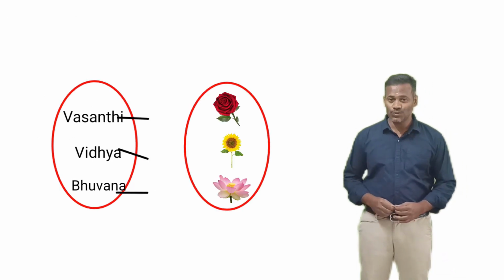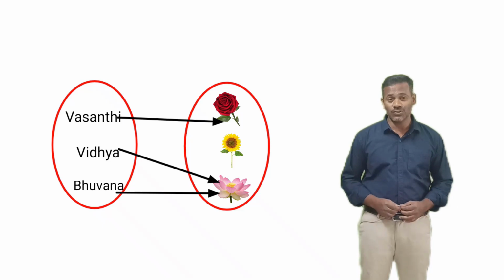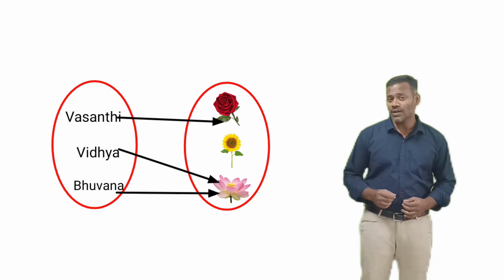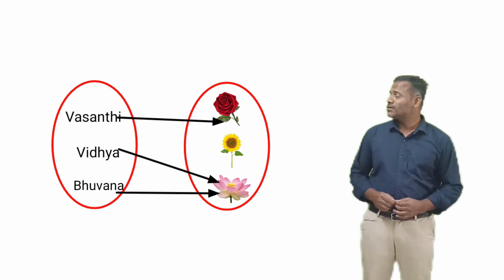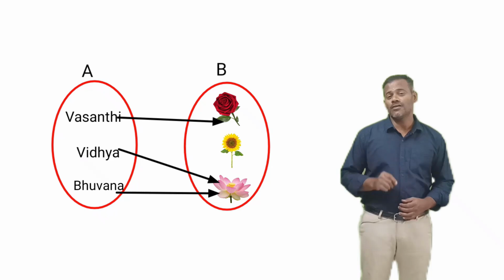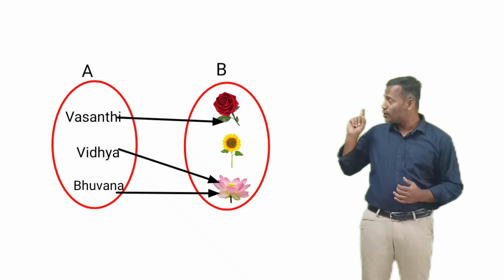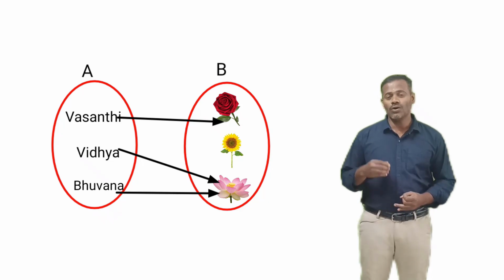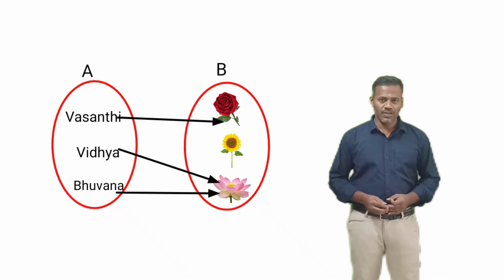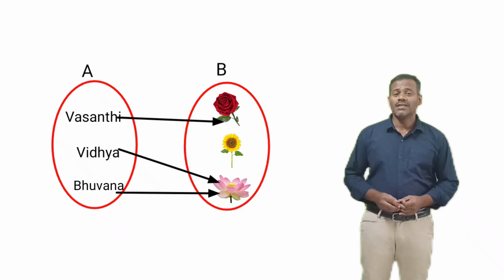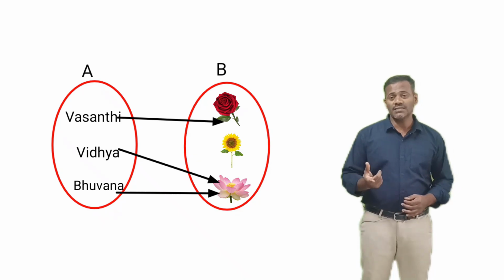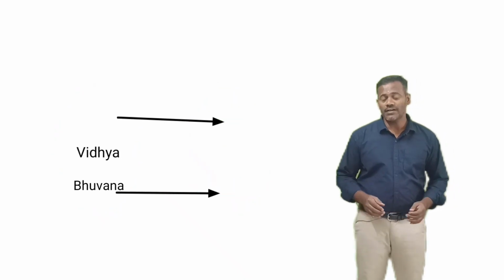Children, let me explain with an example. Here, in this arrow diagram, Vasanti likes rose, Vidya likes lotus, whereas Bhuvana is also liking the lotus. Here, children, only one flower from the set B is allotted to the person, either to Vasanti or to Vidya or to Bhuvana. So from the set A, they have to choose only one flower. More than that is not allowed. So that is not a function.